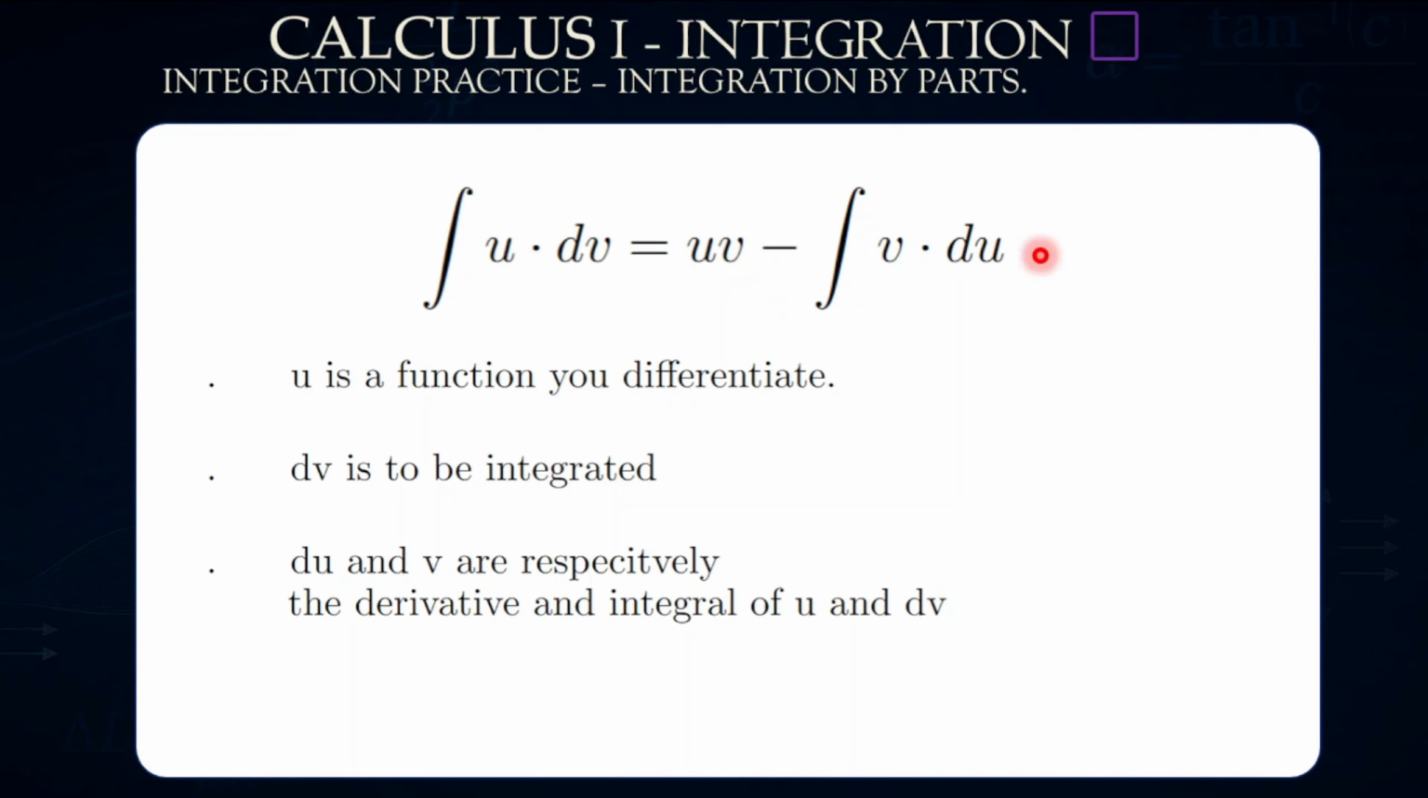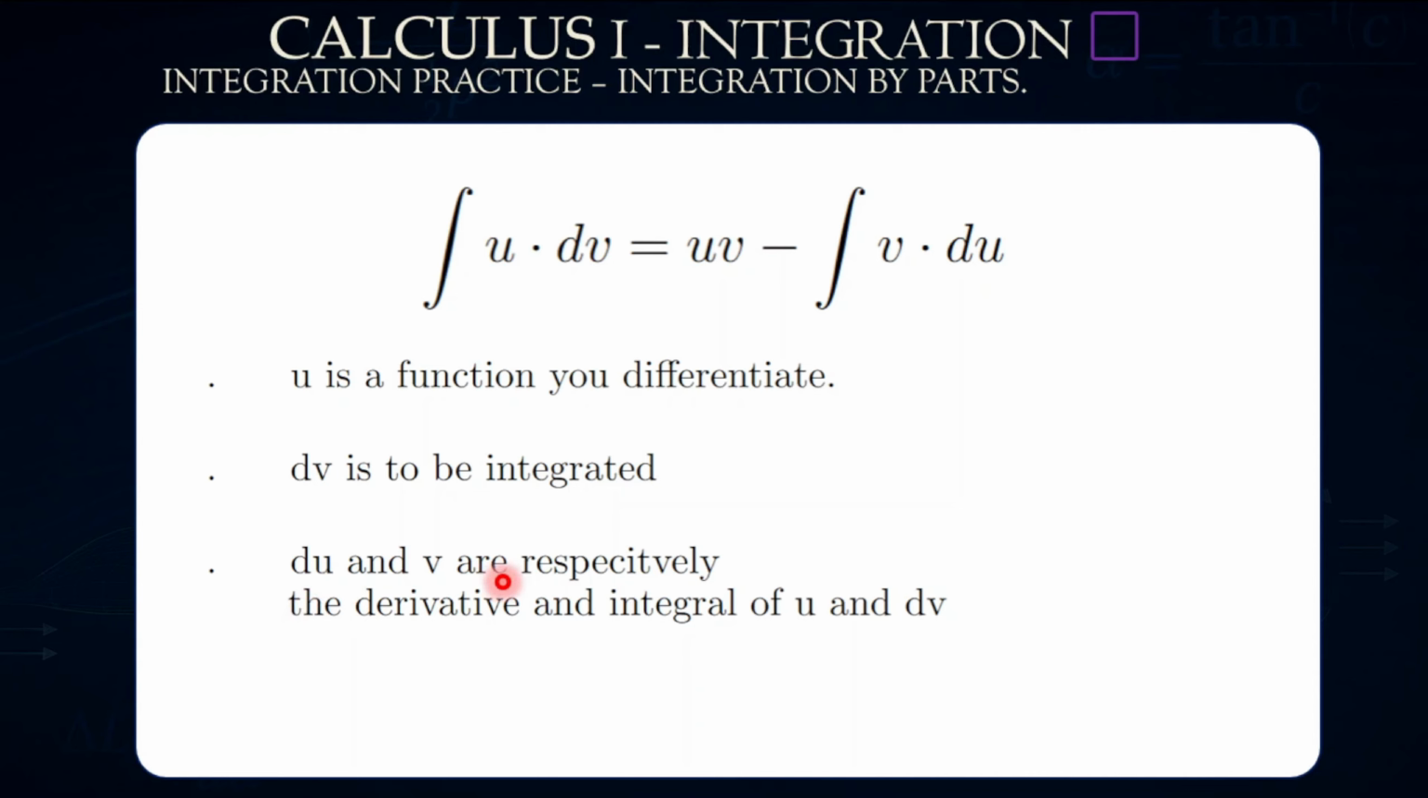Of course, dv and du are the derivatives of, respectively, the functions v and u. u is a function you differentiate, and dv is the function you integrate. So you get the derivative of u, and as for dv, you get v. In other words, you suppose the second function which is multiplied by u is dv. So you integrate it to become v, whatever function you have here.